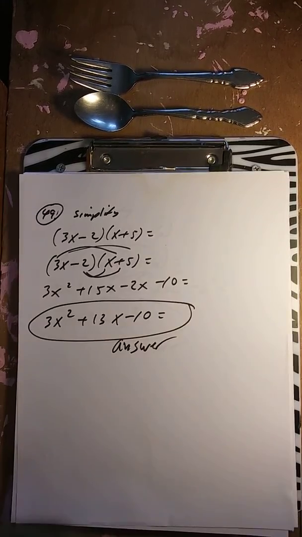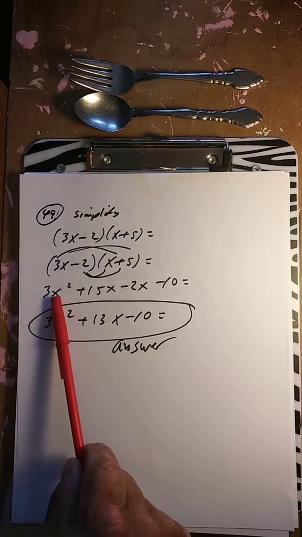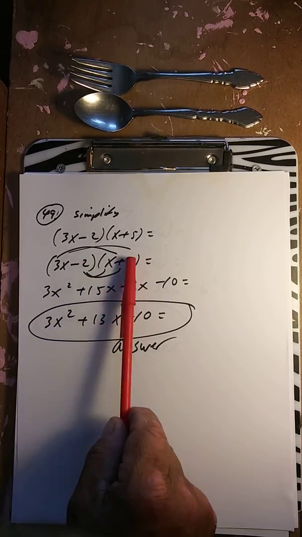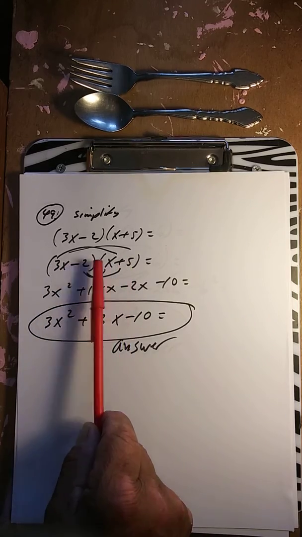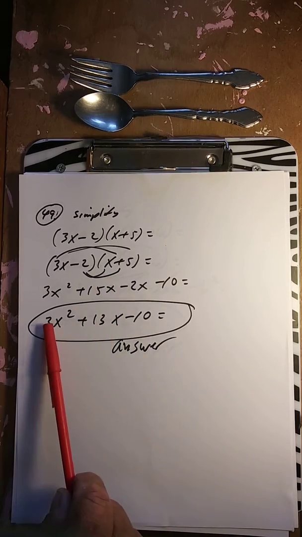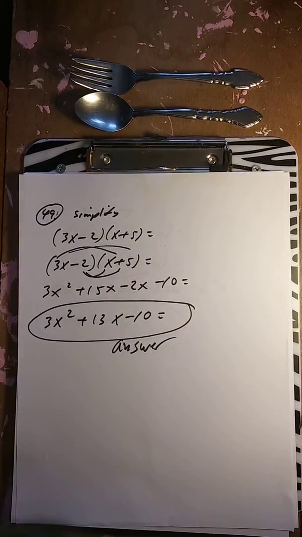Multiply 3x minus 2 times x plus 5. So we're going to go 3x times x is 3x squared. 3x times 5 is 15x. Negative 2 times x is negative 2x. Negative 2 times 5 is negative 10. This right here is going to be 3x squared, and this is going to be 13x minus 10. 3x squared plus 13x minus 10.